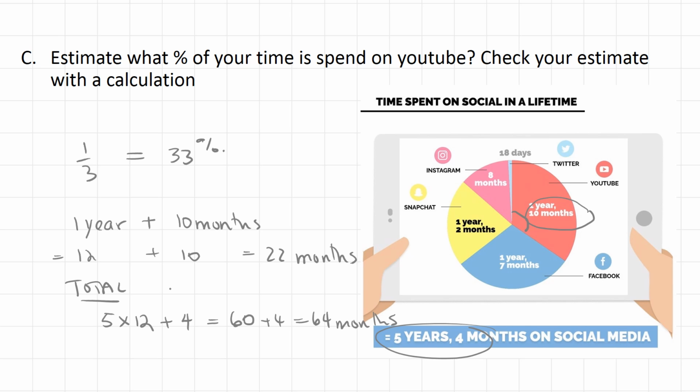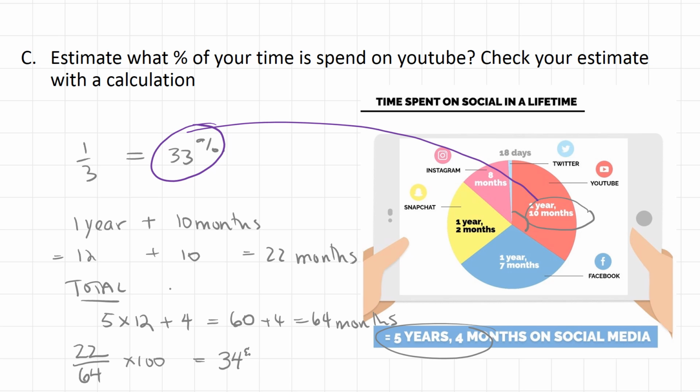So if I compare these two, because relative frequency means you're comparing the part to the whole, 22 divided by 64 times 100 is equal to 34%. So our estimate here of 33% matches what our calculation does approximately. So we're just double checking that they're not misrepresenting the pie size.